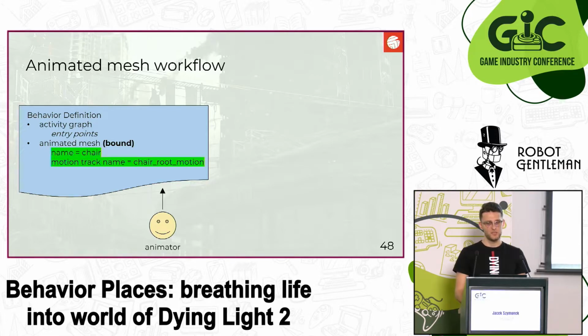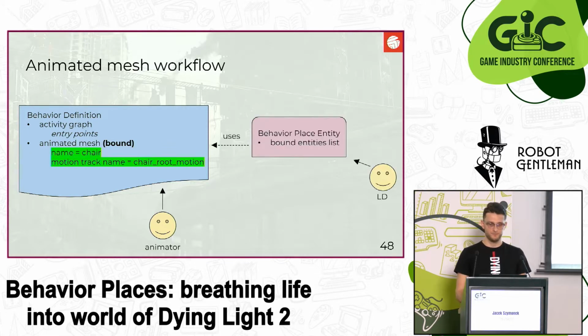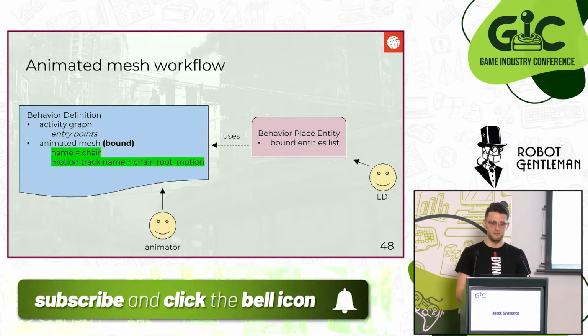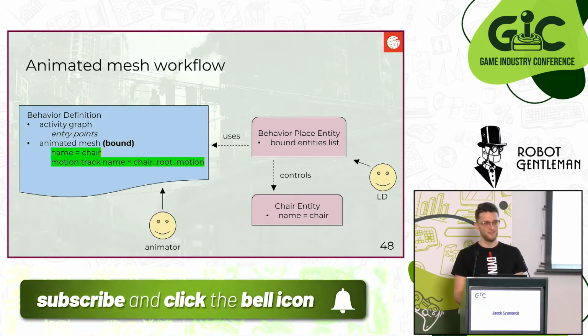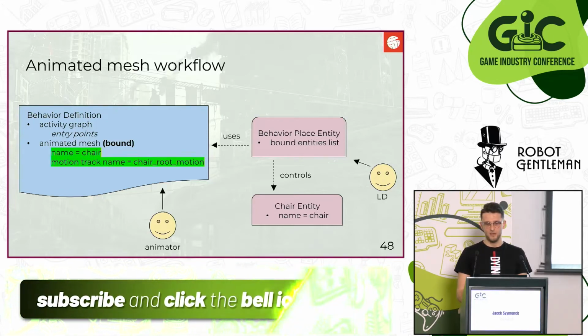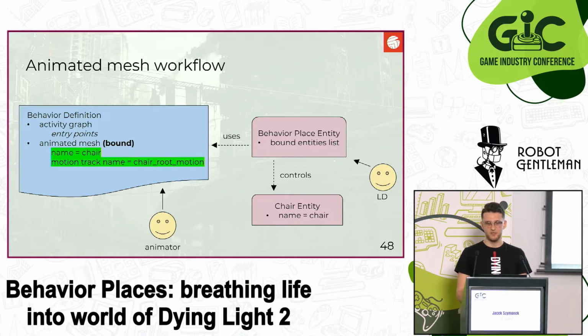The second piece of information is given to us by level designers. Knowing that we need the chair to properly animate, they save a reference to the chair entity in the special list inside the behavior place entity. When the character executes the behavior, we use that metadata. We tell the animation system to try to sample a transform called chair root motion and apply that transform to the chair entity pointed to us by the level designers. And this is what we call a bound animated mesh, because an actual entity binds to a declaration created by an animator.